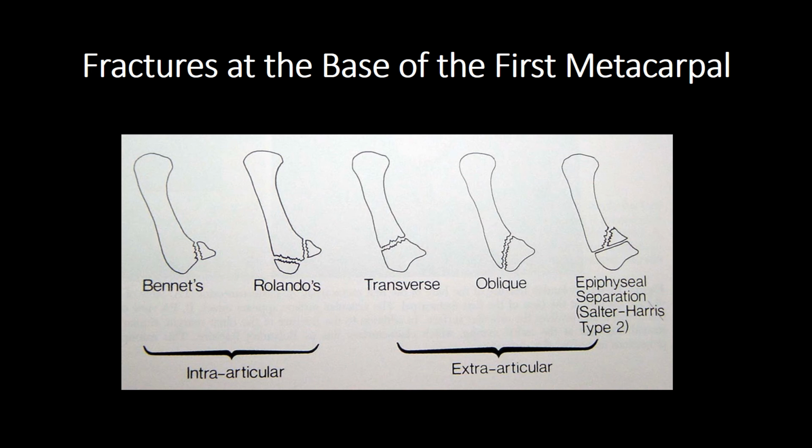There are 5 different injuries that you can sustain at the base of the first metacarpal. The 2 intra-articular injuries are your Bennett's and your Rolando's. Your Rolando's is a comminuted fracture, whereas your Bennett's is an isolated oblique fracture of the base of the first metacarpal. The extra-articular injuries are your transverse fractures and your oblique fractures, as well as your Salter-Harris 2 in paediatrics. With the oblique fracture, it's important to recognise if it extends to the articular surface, and therefore it would be an intra-articular fracture, or if the articular surface is preserved and therefore it becomes extra-articular.